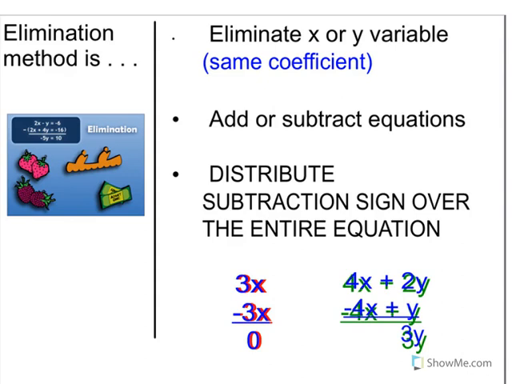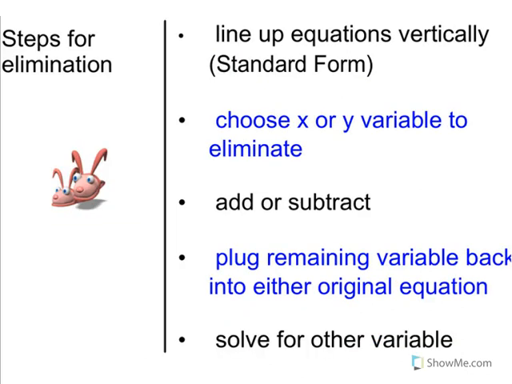You may or may not have to distribute a subtraction sign or a -1 across the entire equation so that you have an opposite. Remember, the only way that you're going to be able to eliminate variables is if you have zero pairs or opposites.